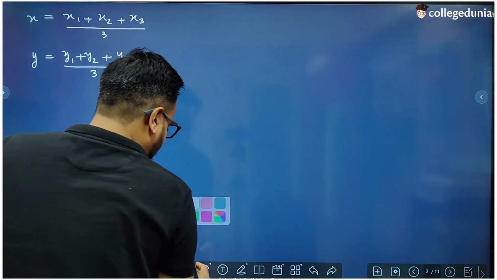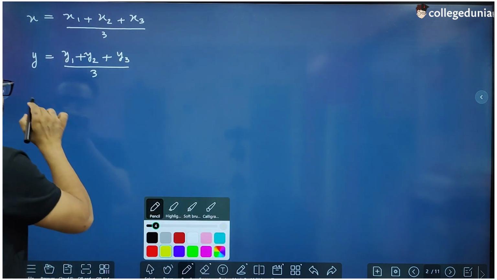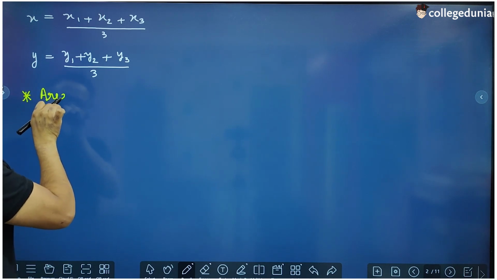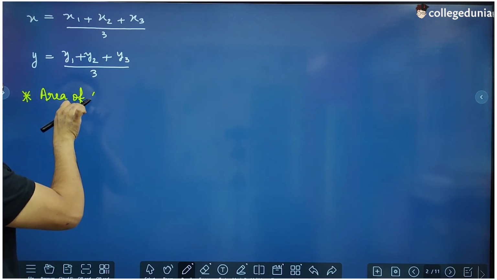And the third formula, that we have studied in class 11, was area of triangle.